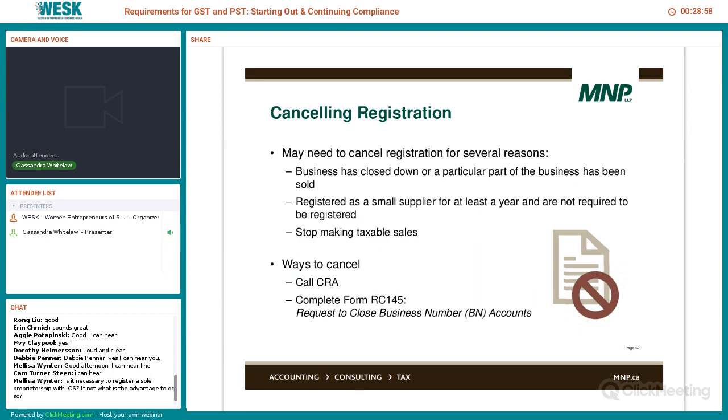You can cancel your GST registration depending on what's happening in your business. So if you close down your business, or if you've sold a particular part of your business, if you've stopped making taxable sales, or if you've registered as a small supplier, you've been registered for at least a year and you're still not required to be registered, you can cancel your GST registration. This can be done either by calling the Canada Revenue Agency or by completing Form RC145.